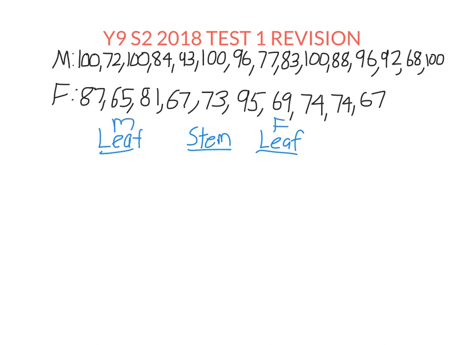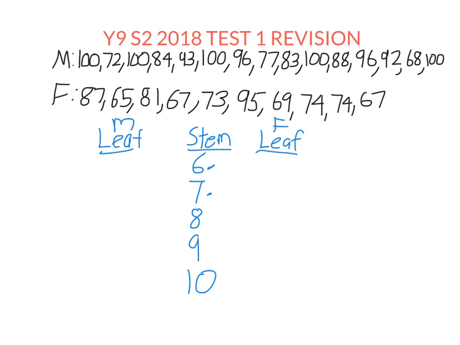So the scores go from 60 to 100. So we have 6, 7, 8, 9, and 10. All the scores in the 60s go in this row, all in the 70s go in this row, and so on. Let's go and put the scores in there.